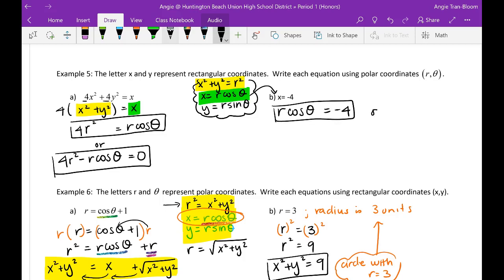I'm done. Now, your book likes to sometimes write it in terms of r. That means I'm dividing both sides by cosine. The reason they do that is because you can plug it in your calculator and easily check your answer, which is fine. You can have either one. I would take r cosine of theta equals -4, or r equals -4 divided by cosine of theta. Either one, when you graph it out, you're still going to get a vertical line. And yes, you will eventually learn how to graph these. This is the end of example 5.